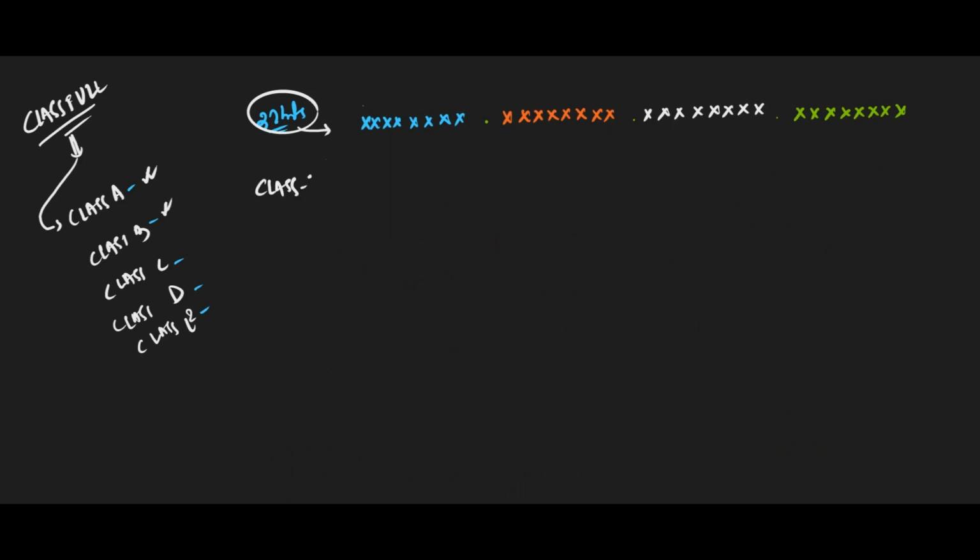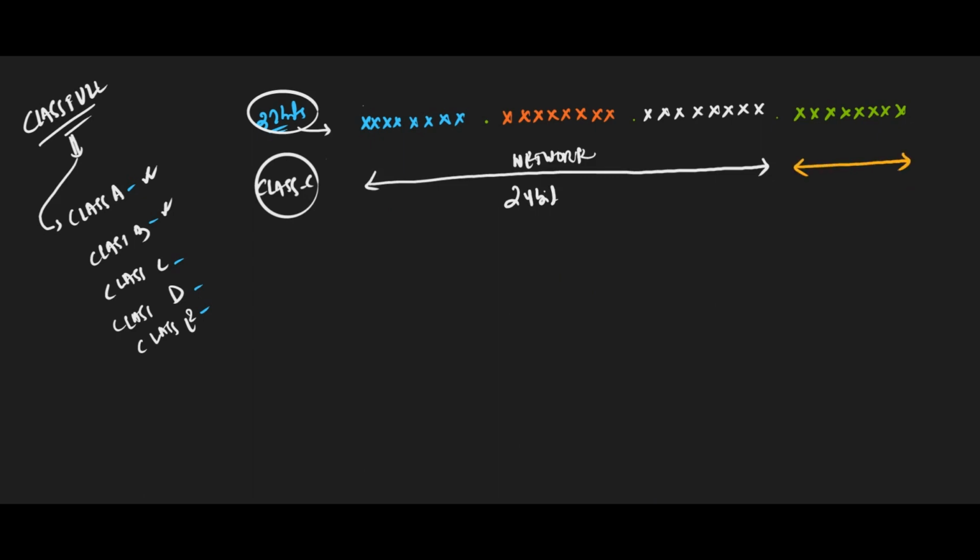Now what is class C? When we talk about class C network, the network part is increased by another 8 bits, which is now 24 bits for the network. And the host part of it is now what? 8 bits left. This is my host part. So what is the subnet mask now? Subnet mask for class C is 255.255.255.0. So 255, 255, 255, and 0 is the host part.